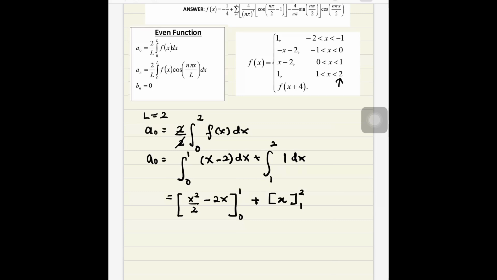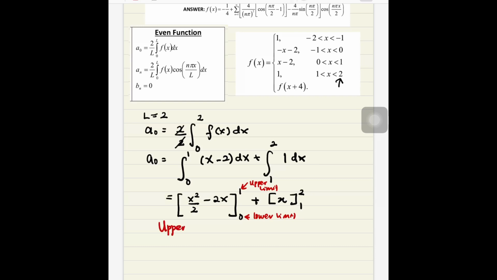Okay, so now we will consider upper limit minus lower limit. Remember, this one represents upper limit, and this one is lower limit.